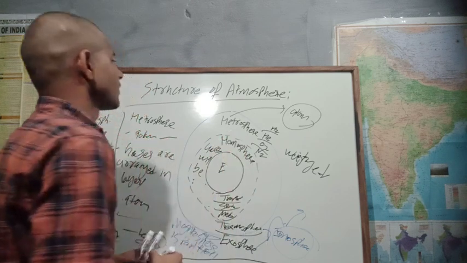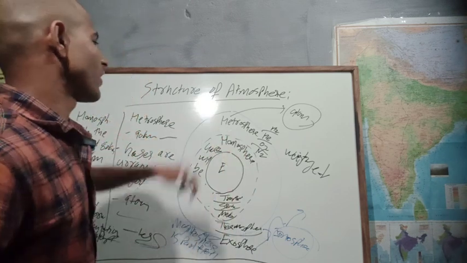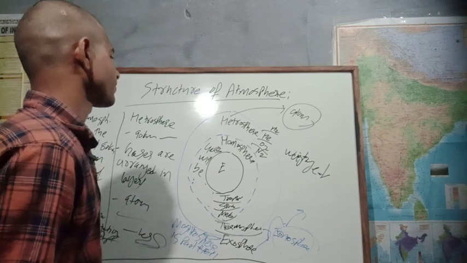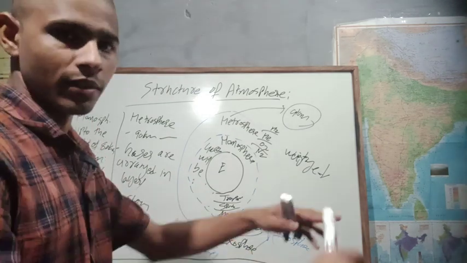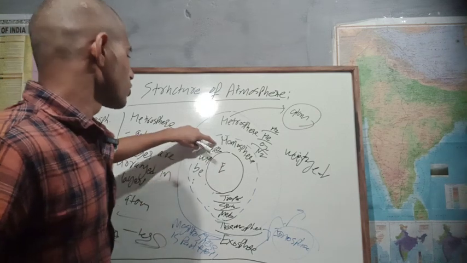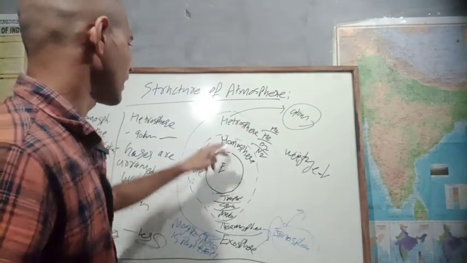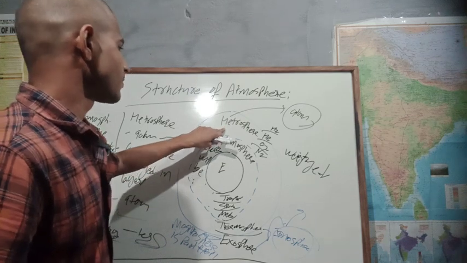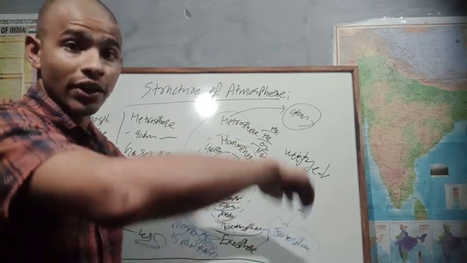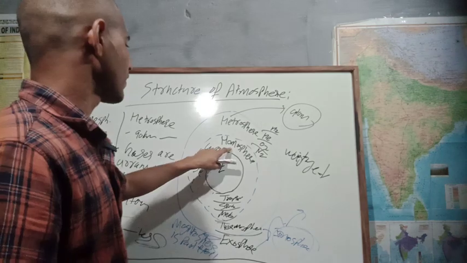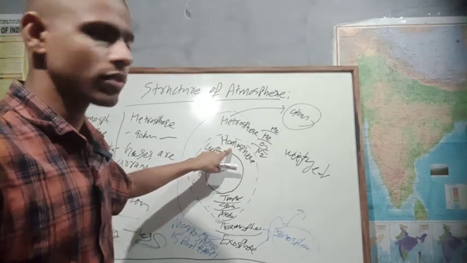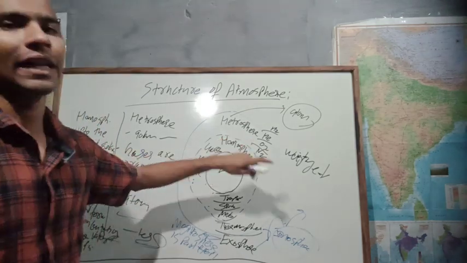Then the upper one is heterosphere, and this is homosphere. Now we will differentiate these two. In the homosphere there is uniform mixing of gases, but in the heterosphere this is not so; the gases are arranged in layers. Here the gases are found in molecular form, but here you will find the gases in atomic form.